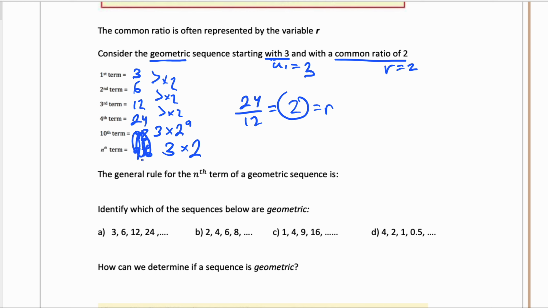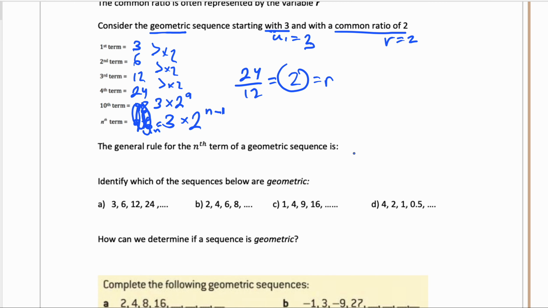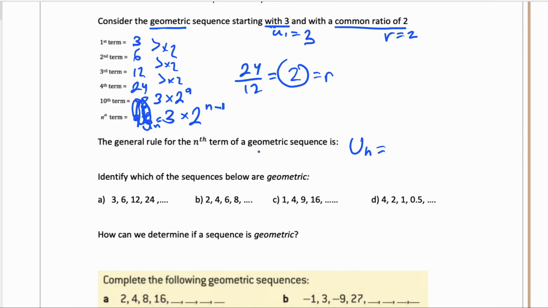So the general nth term is 3 times 2 to the power of n minus 1. We have to subtract that 1. Okay, so that's the general rule for the nth term in a geometric sequence. It's the first term times the common ratio to the power of n minus 1.